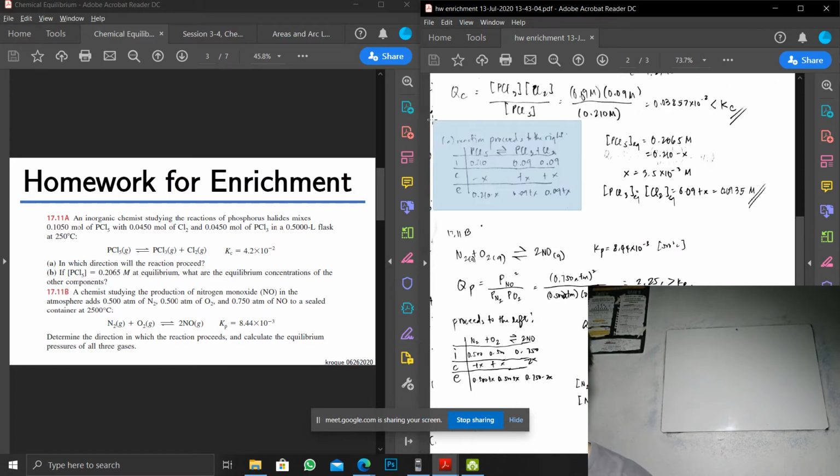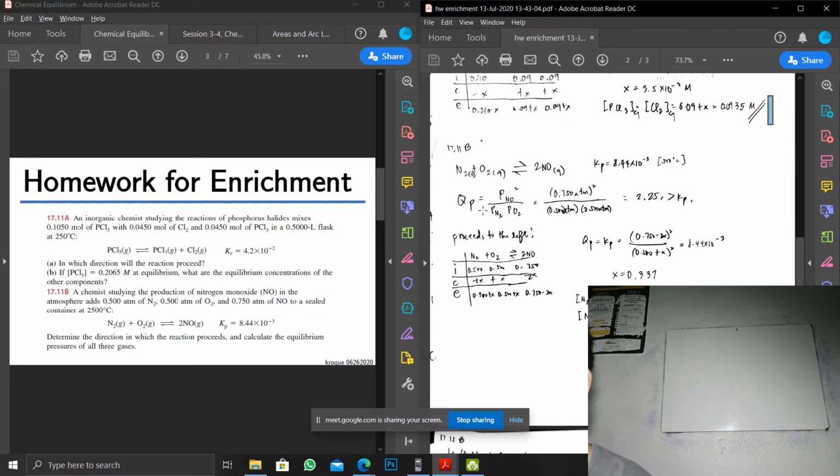Ayan. Then, solve for X. Actually, hindi na pala kailangan kasi given na yung equilibrium concentration ng PCl5. So, use that to get X and solve for the other concentrations. We get 0.0935 molar. Okay, straightforward lang. No? Next, letter B.